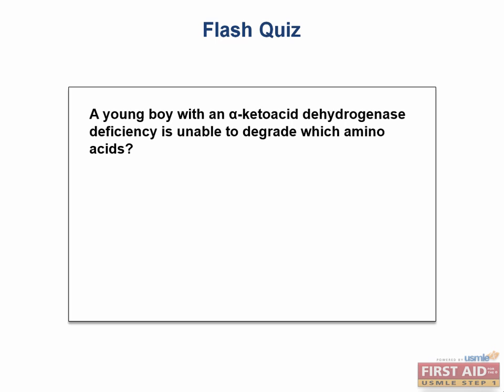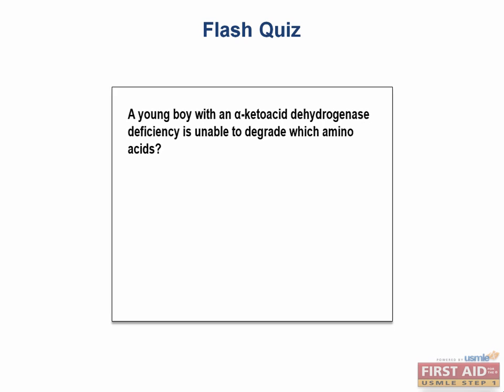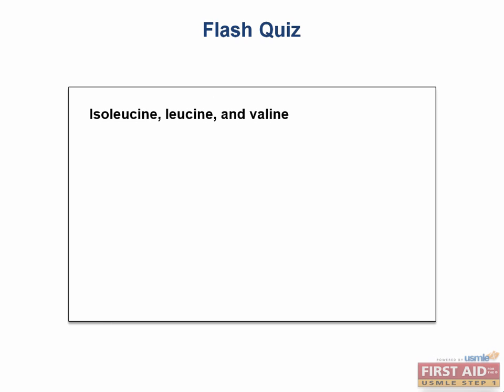I hope this flash quiz will be an easy one for you. A young boy presents to your clinic with a sweet maple odor to his urine. He's diagnosed with an alpha-ketoacid dehydrogenase enzyme deficiency. What amino acids are not being broken down by this patient? Being the Vermont maple syrup connoisseur that you are, you think, I love Vermont maple syrup, representing your isoleucine, leucine, and valine amino acids.